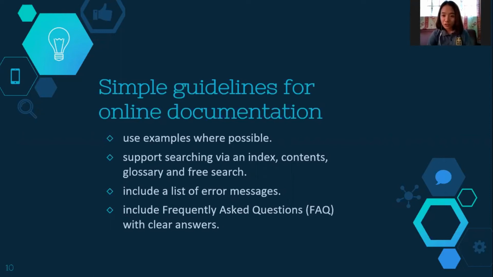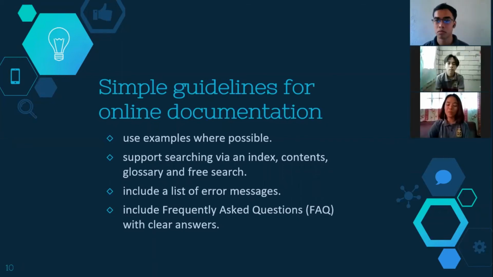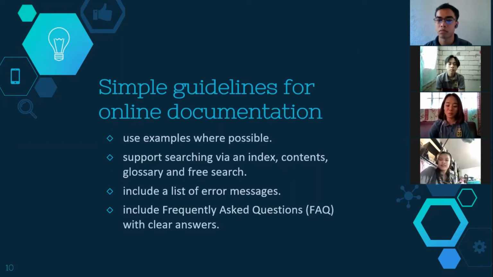Second is support searching via an index, contents, glossary, and pre-search. The index, contents, glossary, and pre-search help the users to know the right words so that they can be effective with their searches. In other words, unless you know the terms you're looking for, you can't articulate them correctly. Siyempre, mahirap kasing bigkasin yung mga salitang hindi mo naman naiintindihan.